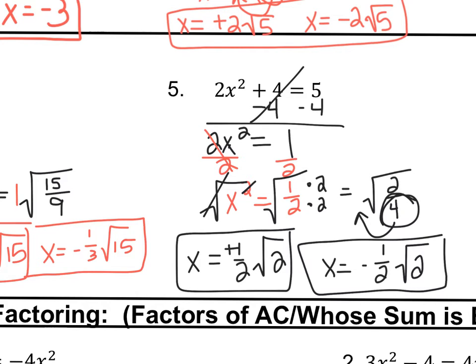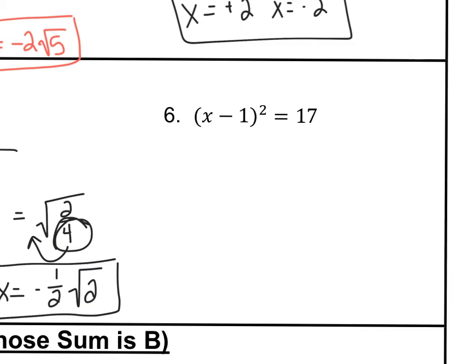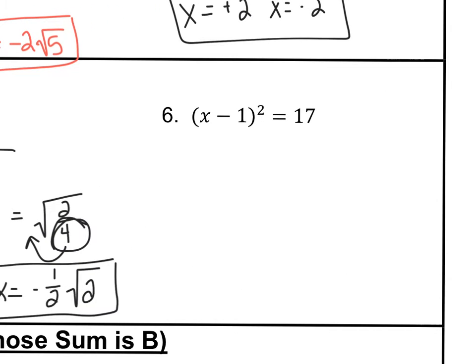And yes, we'll go back to writing plus or minus tomorrow, but today I really want us to focus on the fact that it does have 2 solutions. Okay, question number 6. This one's going to be a little bit different now because the x is not squared by itself. It's x minus 1 squared. I still want to get those parentheses by itself. What do I do to both sides of this equation? Take the square root.